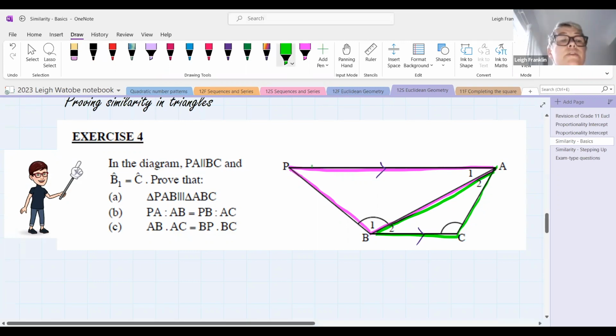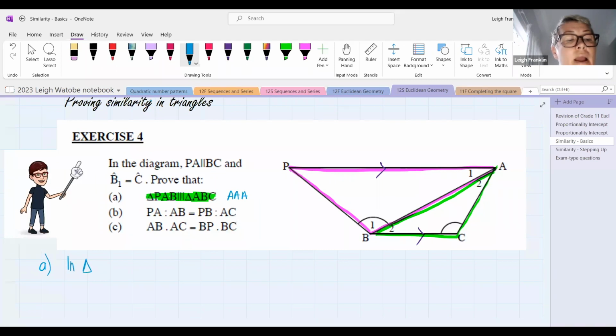Okay, so those of you that are confused, we want to prove triangle PAB similar to triangle ABC, and we're going to do it using angle, angle, angle, because we don't know anything about the sides. If we don't know anything about the sides, it's got to be angle, angle, angle. If they tell us the lengths of the sides, then we can use the corresponding sides in proportion. So the first thing that we want to do is write down our proof. So we're going to say in triangle PAB and triangle ABC.